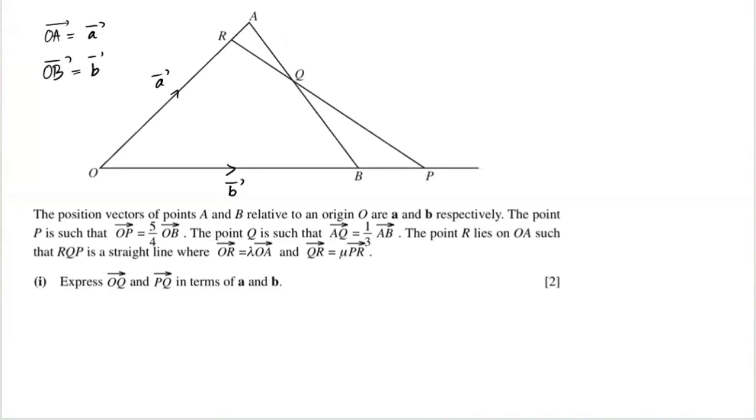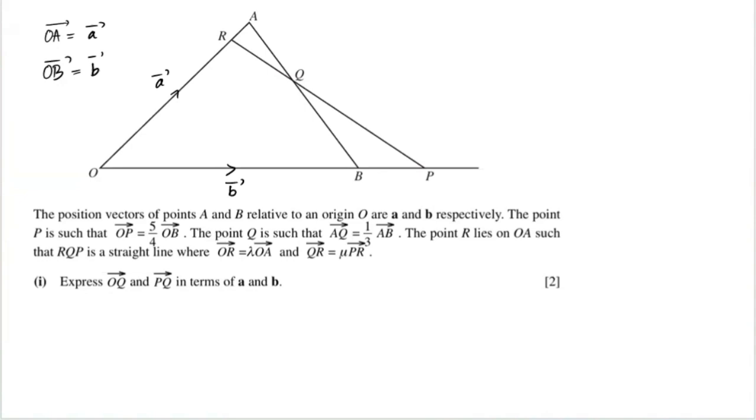The point R lies on OA such that RQP is a straight line. So RQP is also a straight line, where OR is lambda OA. We don't know what that ratio factor is. And QR, on the other hand, is mu BR. Okay, so some relations are given. Let's take a look at this. How do we solve this?